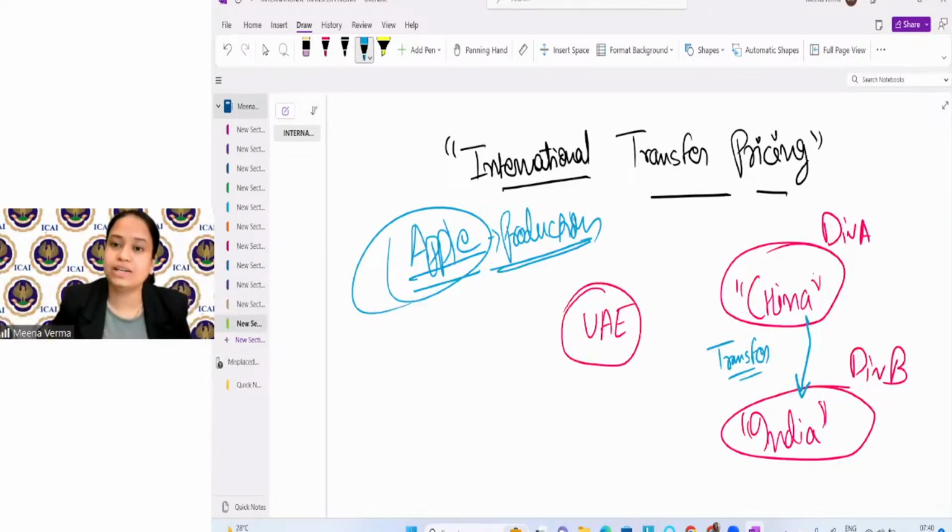So what is happening here? They need to transfer the goods from one country to another country. They want to transfer the goods from one country to another country. All right. So what will happen?